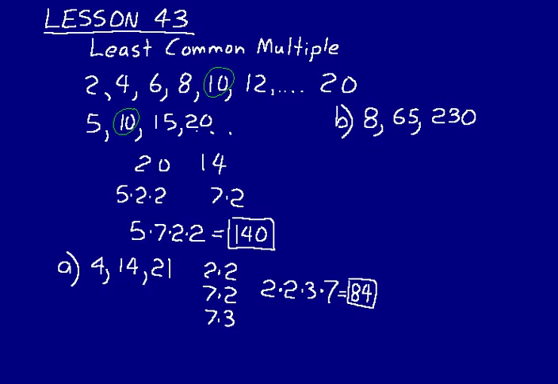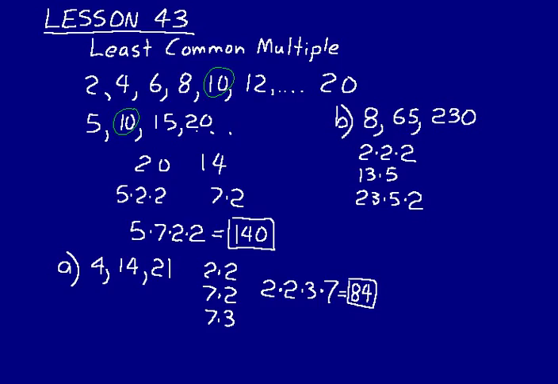Let's do one more. Find the lowest common multiple between 8, 65, and 230. So let's break each of those into their product of prime factors. So 8, that would be 2 times 2 times 2. 65, that's equal to 13 times 5, and 13 is a prime number. So we'd have 13 times 5. And then 230, well, we could do 23 times 10. 23 is a prime number, and then 10 could be broken into 5 times 2. So we'd have 23 times 5 times 2.